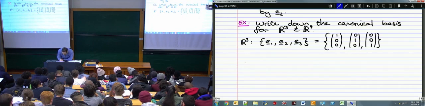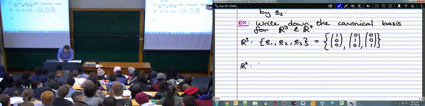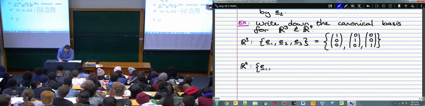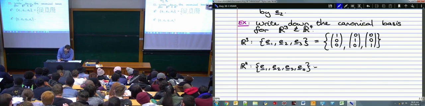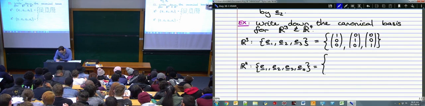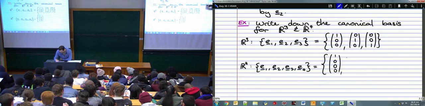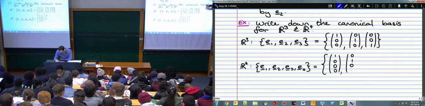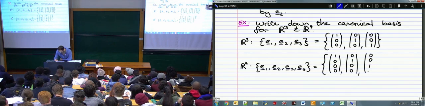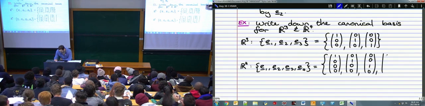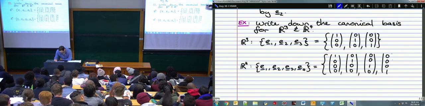Okay, we'll need a little bit of space, I guess. This line will work. 1 0 0 0, 0 1 0 0, 0 0 1 0, 0 0 0 1.